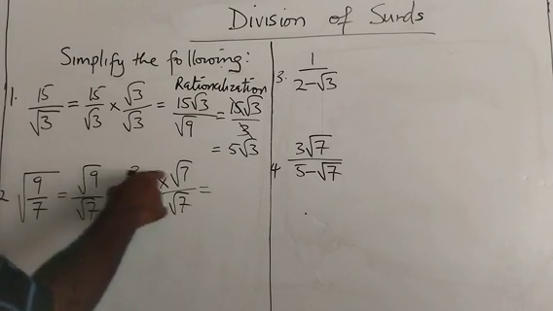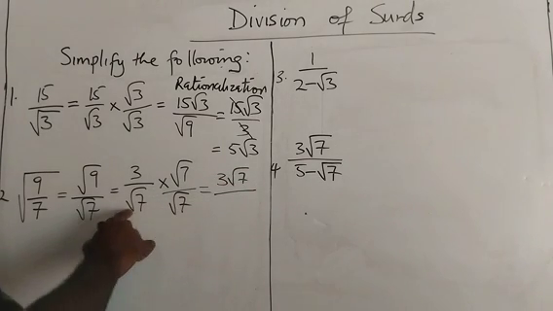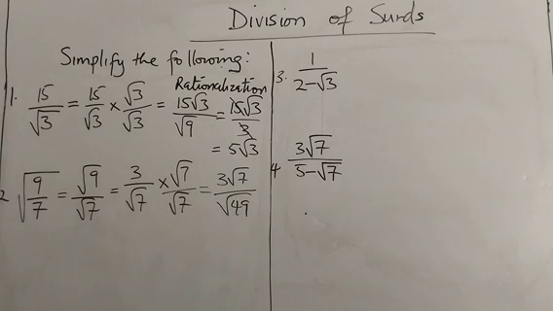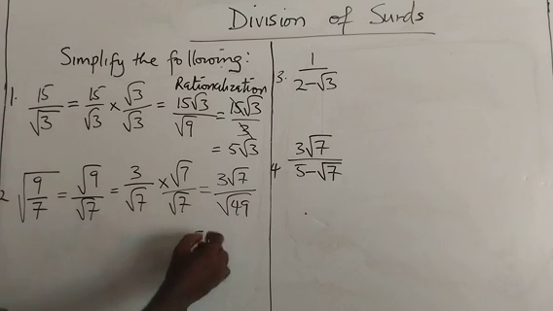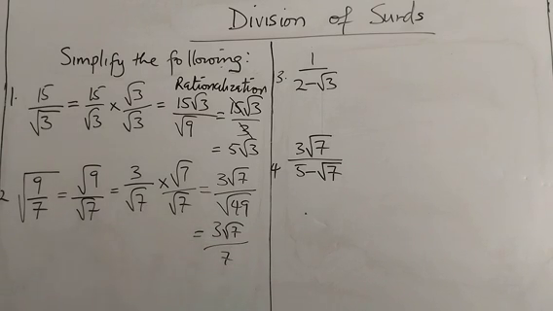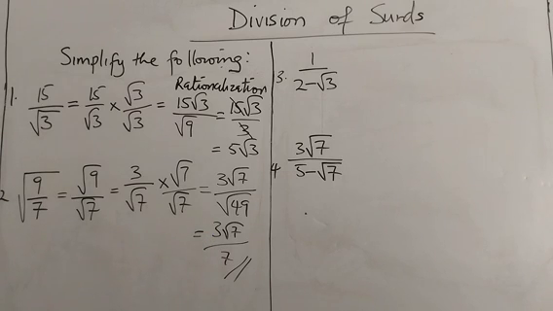This will give us 3 times root 7 will give us 3 root 7 over root 7 times root 7 will give you root 49. And 49 is a perfect square, so it will give you 3 root 7 over 7. That's our final answer, because you can't simplify it any further.